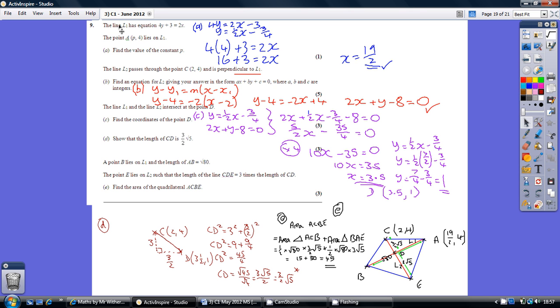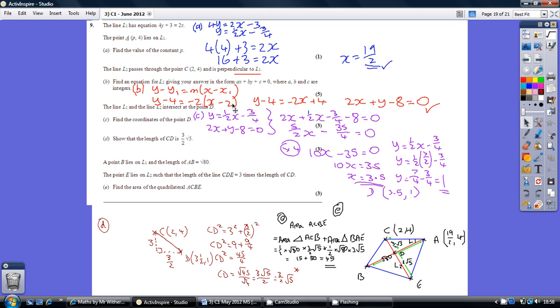So go back to our original L1, rearrange it into the format of y equals mx plus c, and we see that the gradient of that line is a half. So the gradient of our perpendicular line, L2, is going to be, flip it over, change the sign, minus 2. So substitute that in, pop it in the format that they require, and we get that as an answer.